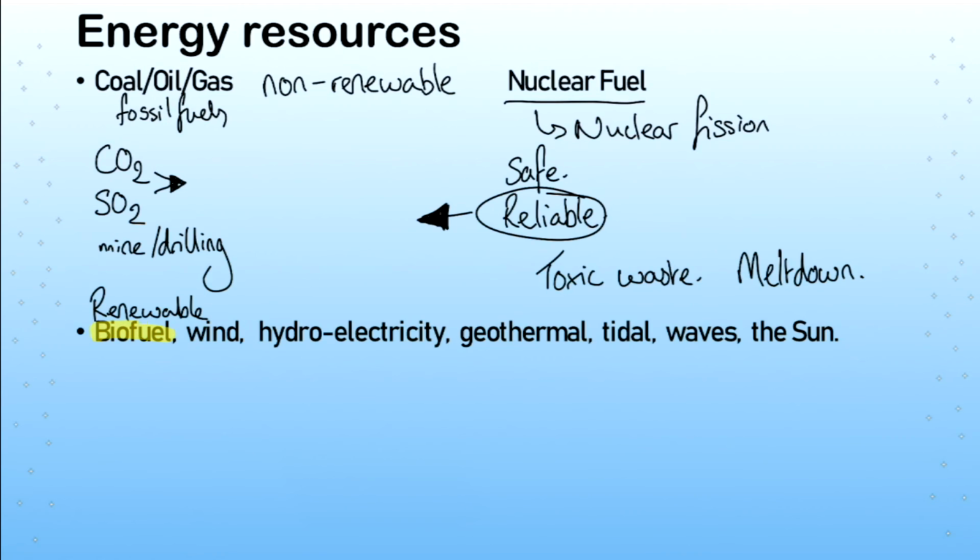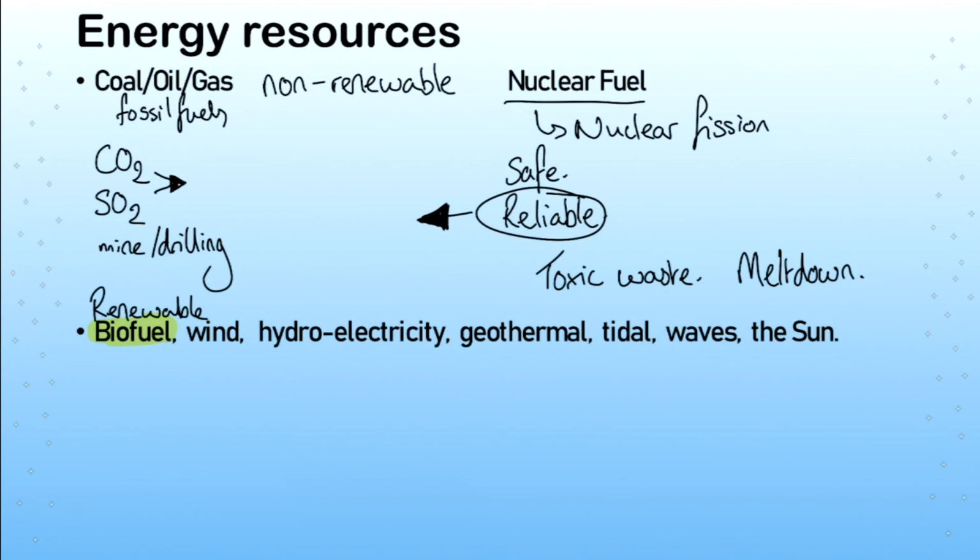So biofuel's the first nice one. Biofuel works very similarly to fossil fuels, however we can produce them ourselves. So we take plants, we grow sugar, for example, we ferment that to make alcohol, and that makes a lovely thing that we can burn. Very similar, it produces heat. The heat causes steam to be formed, steam turns a turbine, makes electricity. Simple. Wind, again, wonderful thing.